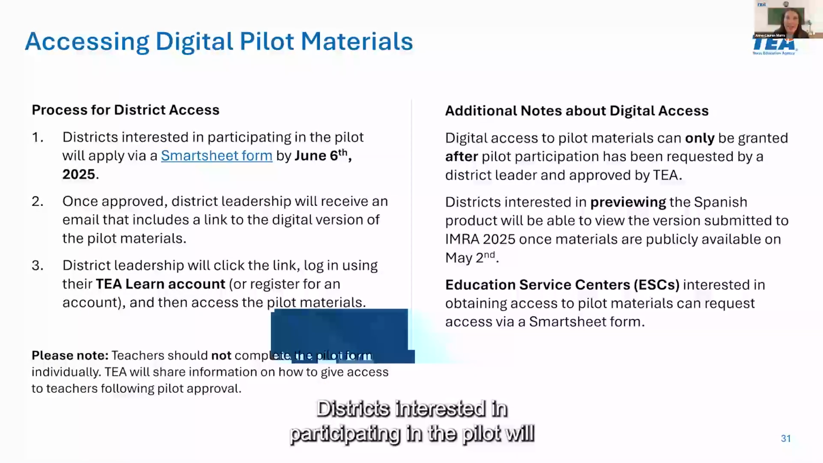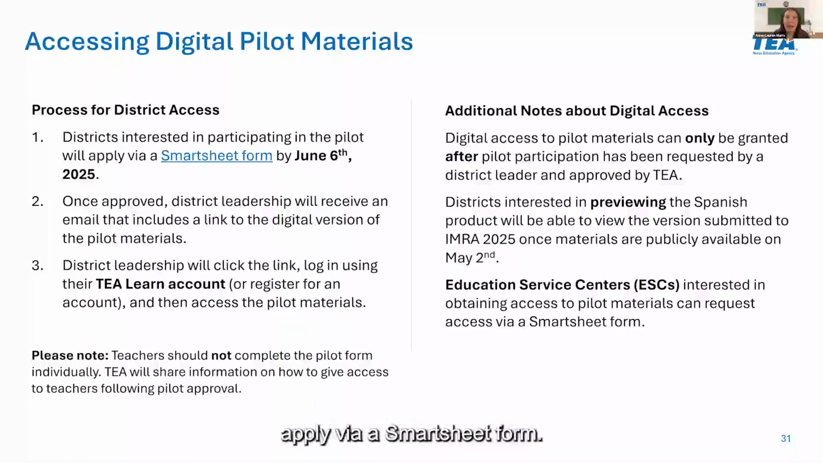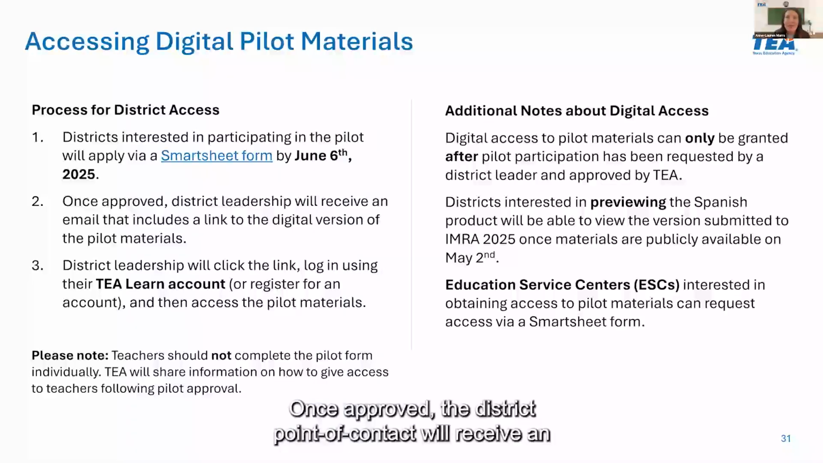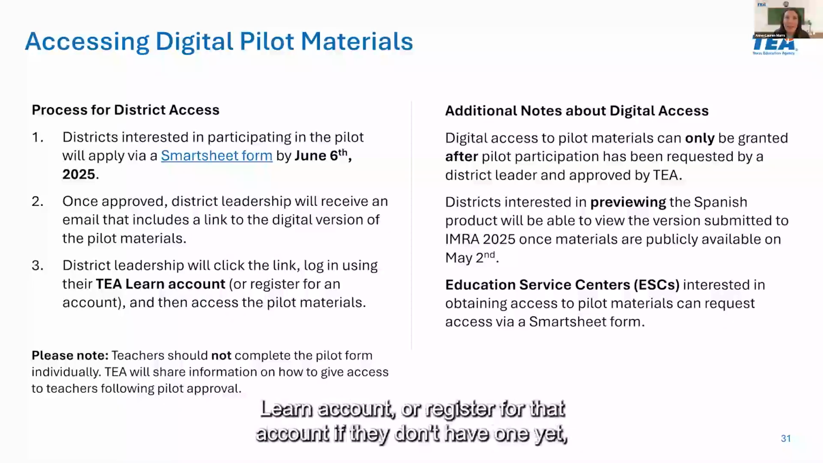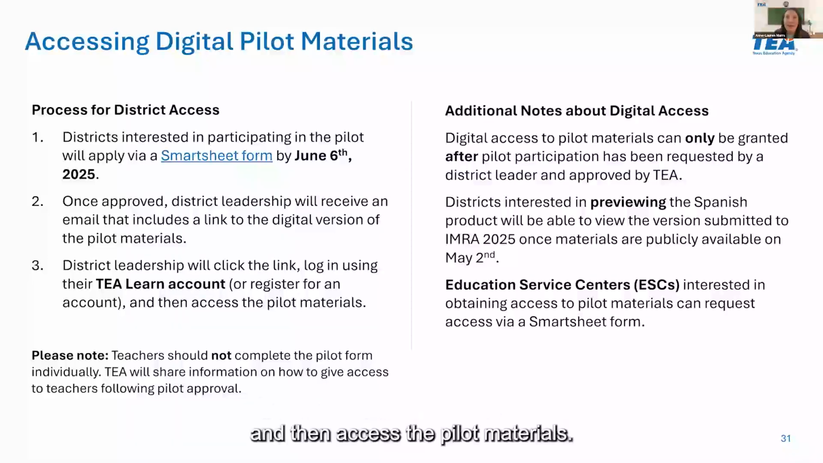Districts interested in participating in the pilot will apply via a Smartsheet form. The deadline to apply is June 6, 2025. Once approved, the district point of contact will receive an email that includes a link to the digital version of pilot materials. The district point of contact will click the link, log in using their TEA Learn account, or register for that account if they don't have one yet, and then access the pilot materials.